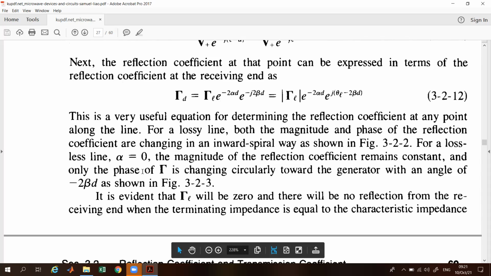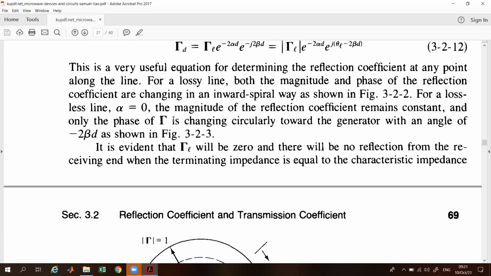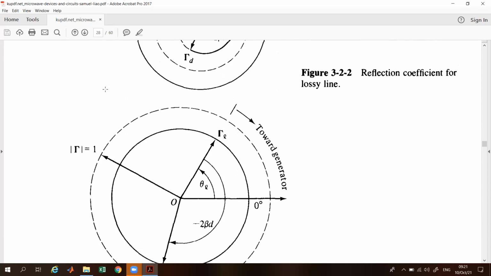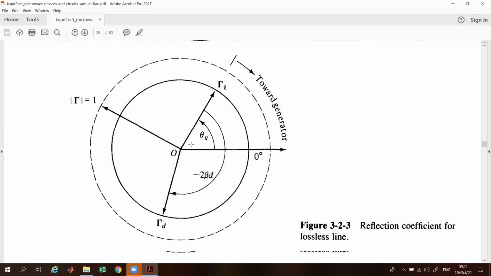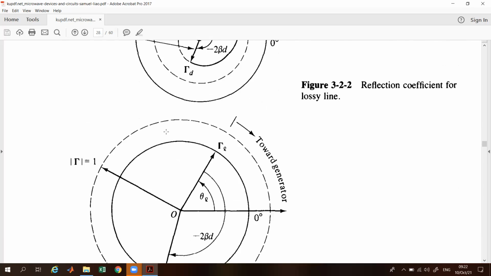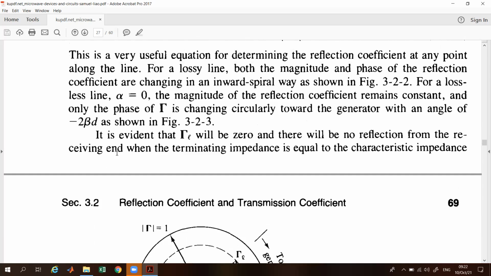Then for a lossless line, alpha is equal to 0, and the magnitude of the reflection coefficient remains constant, and only the phase of the reflection coefficient changes circularly towards the generator with an angle of minus 2 beta D. When you have a lossless line, only your beta is changing and alpha is equal to 0, so it will be of this form. You can say the radius is always constant. Only the phase is changing.